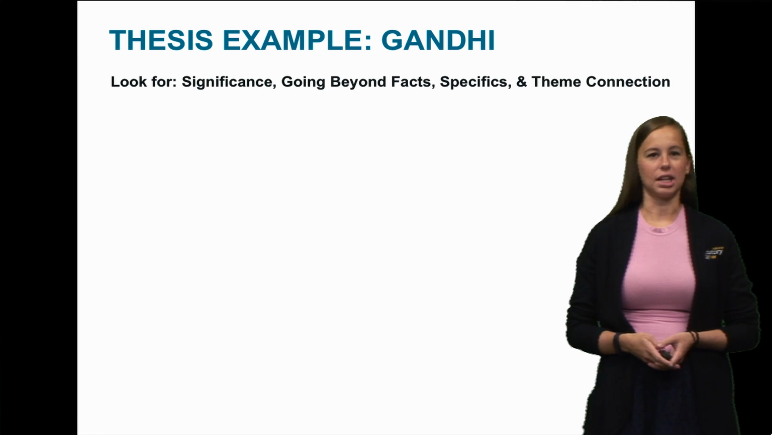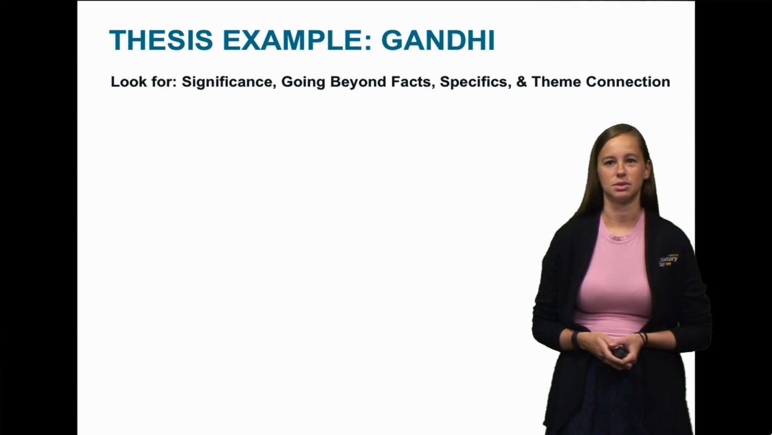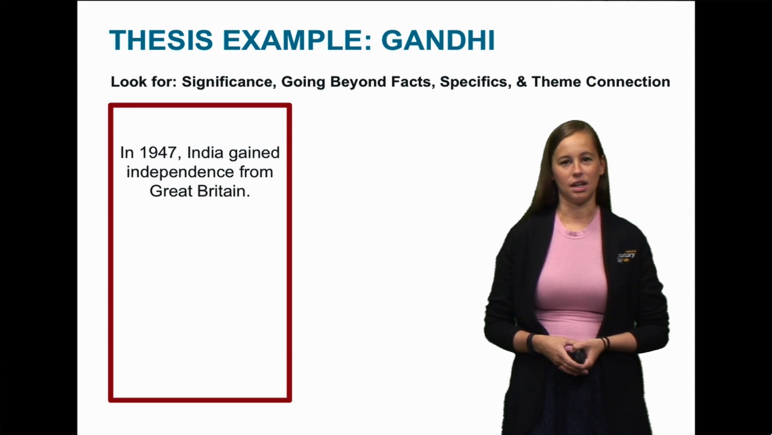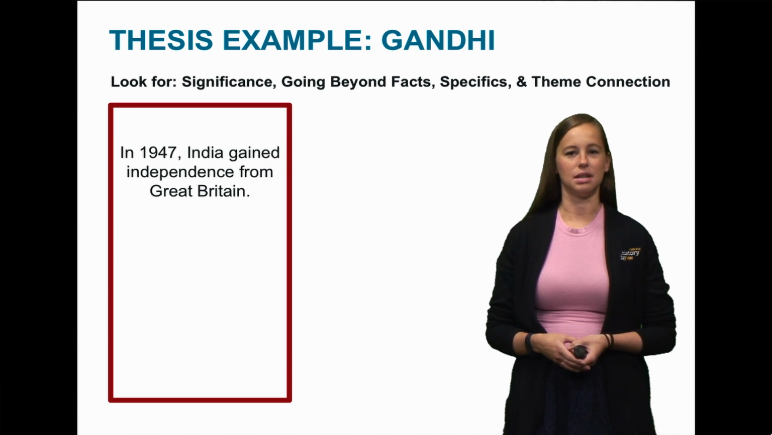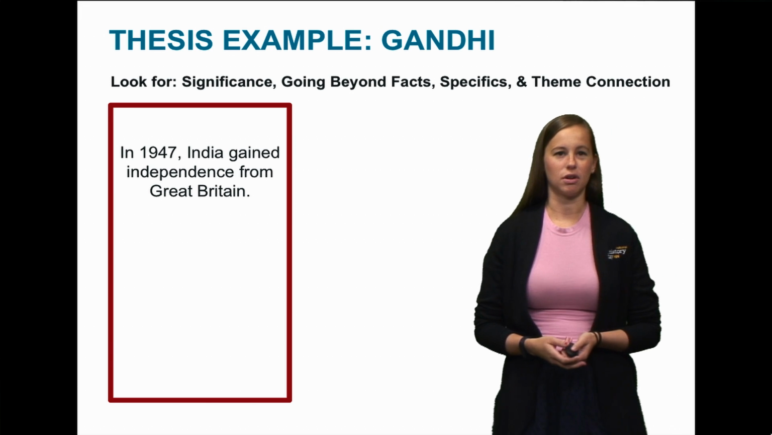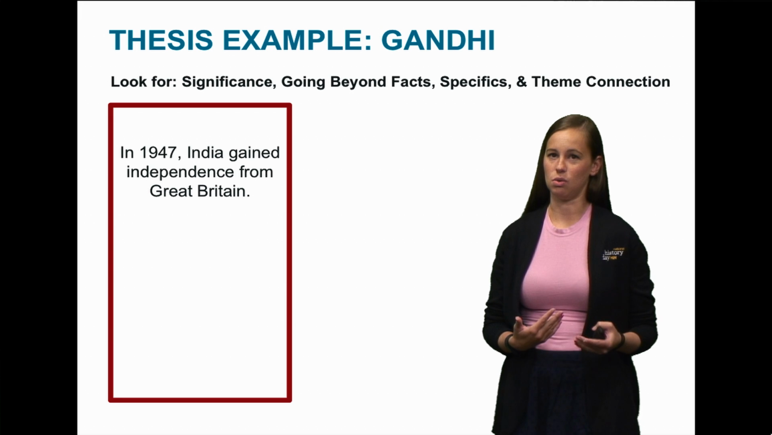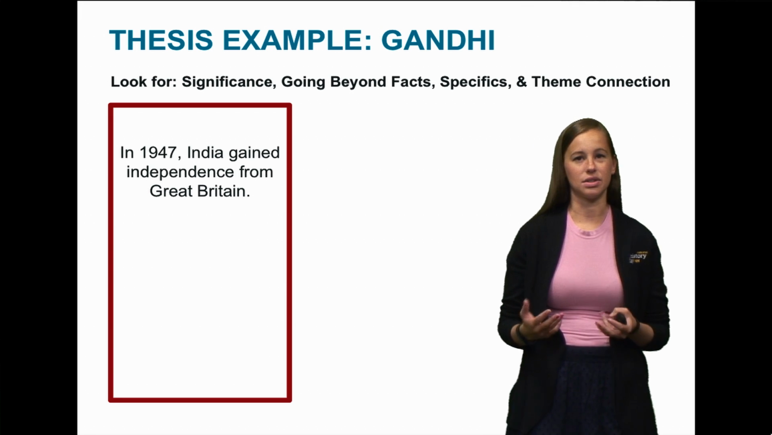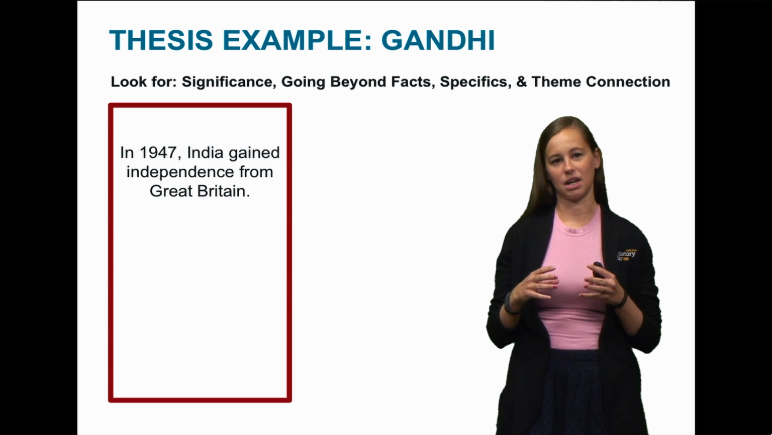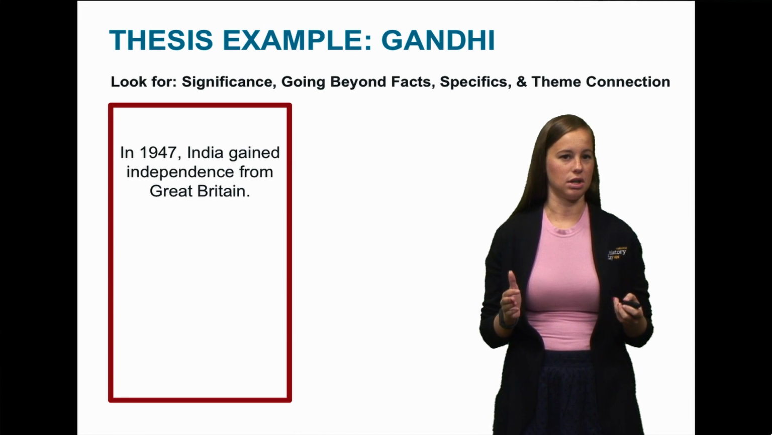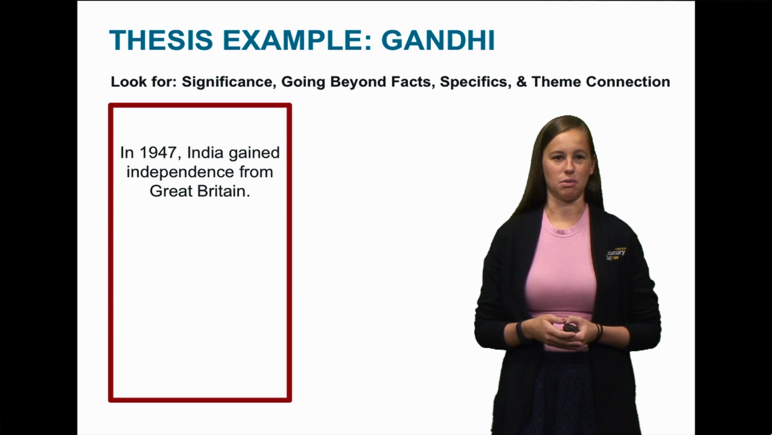Let's look at an example of Gandhi. So we're specifically looking for these four characteristics. If we say in 1947, India gained independence from Great Britain, we're missing pretty much all four of these. This is very much just a fact. It's not telling us so what in history, and there's no theme connection. It's also not very specific because it just tells us about an event but not anything else about it. So it could be taken many different ways.